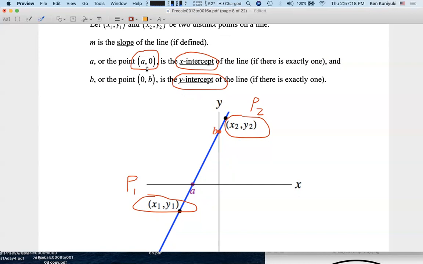Nowadays, when teachers ask you for an x-intercept, you're supposed to report an ordered pair, here A, 0, in parentheses. Likewise, when we talk about the y-intercept, it's tempting to talk about B, but technically it's the ordered pair 0, B, corresponding to this point here. As the name suggests, the x-intercept is the point where the line intersects with the x-axis. The y-intercept is the point where the line intersects with the y-axis.